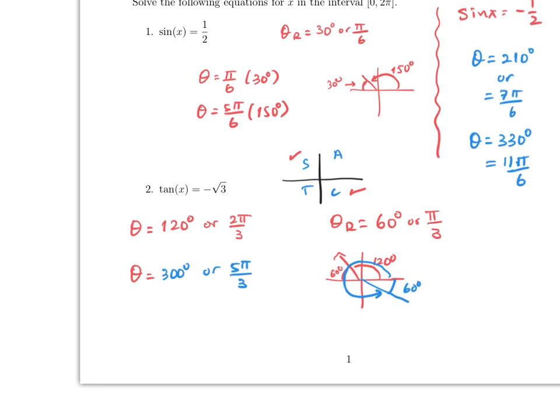Now, what about if the thing is not at the special triangle? So for example, let's say you would have sine of x equals 0.2. If this is the case, then you're going to need a calculator. x will be whatever sine inverse of 0.2 is. You will need a calculator for that, and this will create the reference angle. We will talk more about this one in the next video. For now, we'll just focus on values that are exact like this.